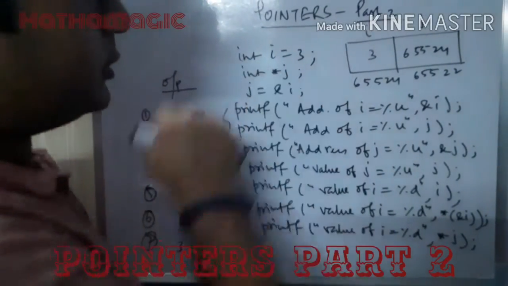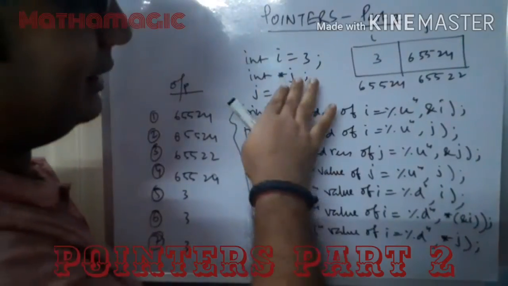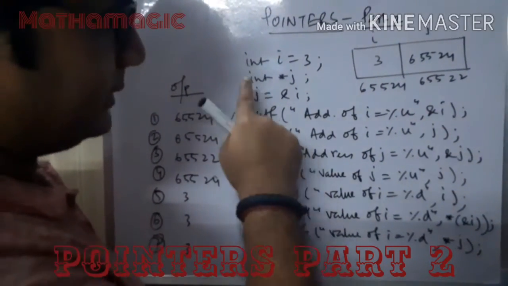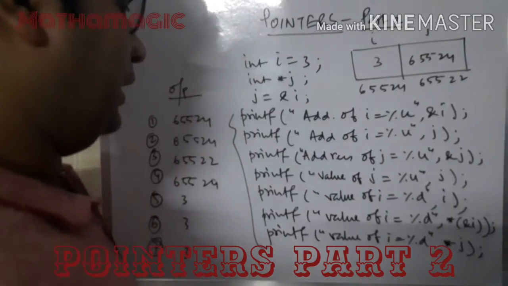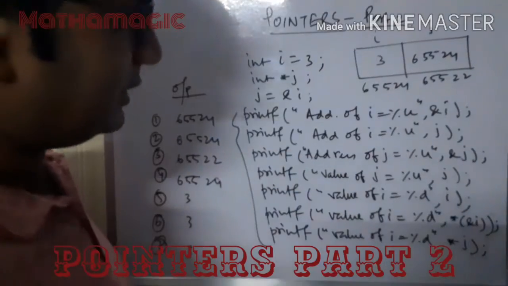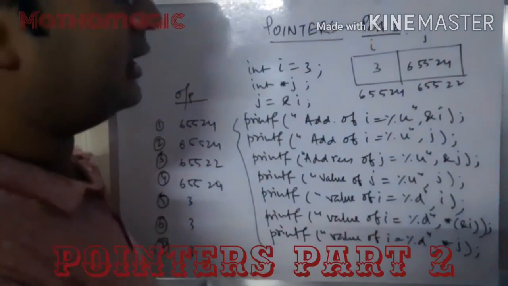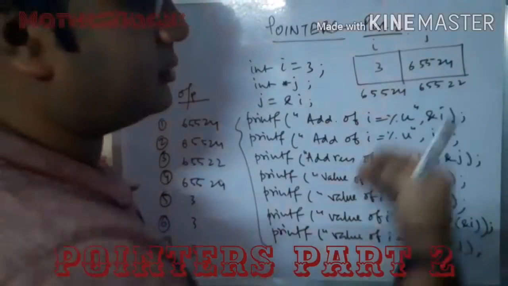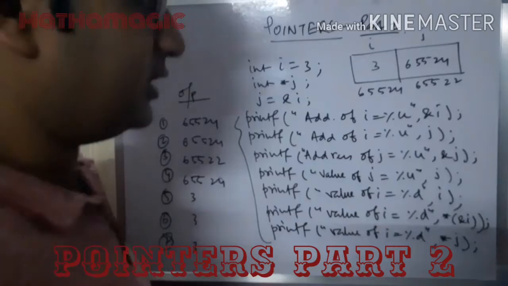So int i equals 3, int star j, that means j is a pointer variable. Now in the next line we have written that j is equal to ampersand of i. That means the address of i is getting stored in j. So what is the address of i? Address of i is 65524, which is getting stored in j.